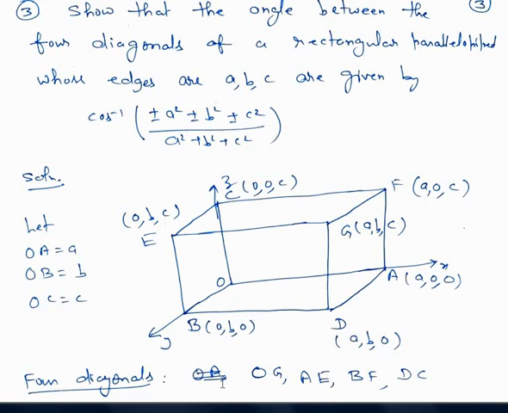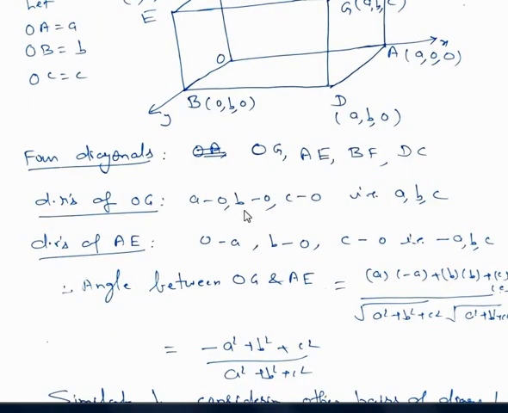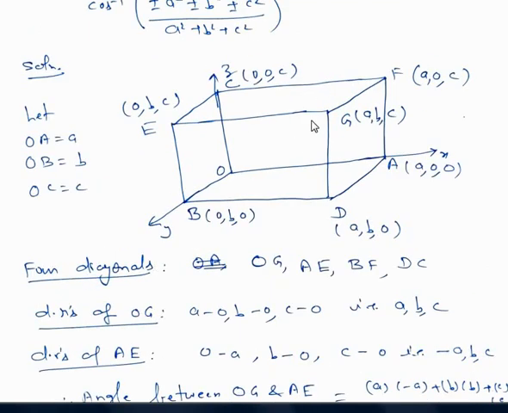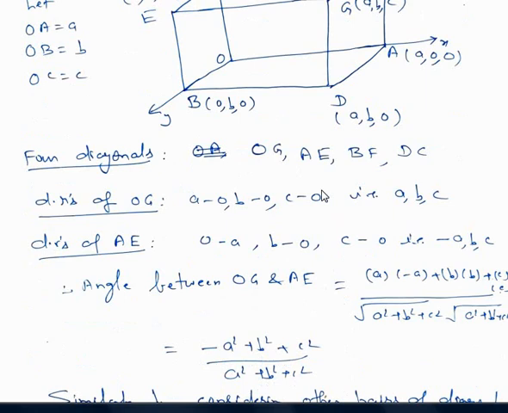First of all, we shall consider two diagonals and find out the angle between those two diagonals. Let us consider the two diagonals as OG and AE. We will find out the angle between these two diagonals. Now what are the direction ratios of OG? Coordinates of O are 0, 0, 0 and coordinates of G are a, b, c. Therefore direction ratios of OG are a minus 0, b minus 0, c minus 0, that is a, b, c.